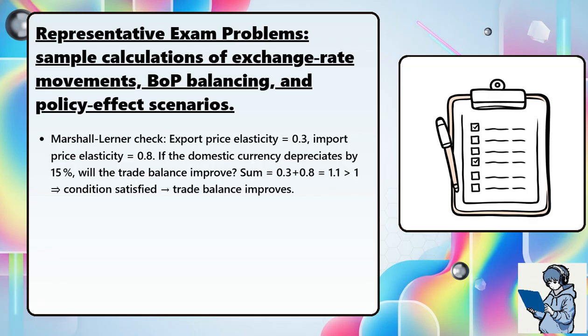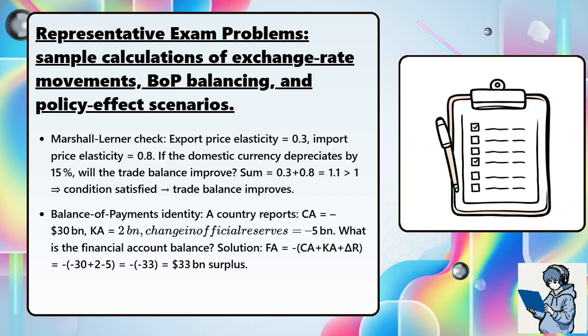Marshall-Lerner check. Export price elasticity equals 0.3, import price elasticity equals 0.8. If the domestic currency depreciates by 15%, will the trade balance improve? Sum equals 0.3 plus 0.8 equals 1.1, which is greater than 1. Condition satisfied, therefore the trade balance improves.